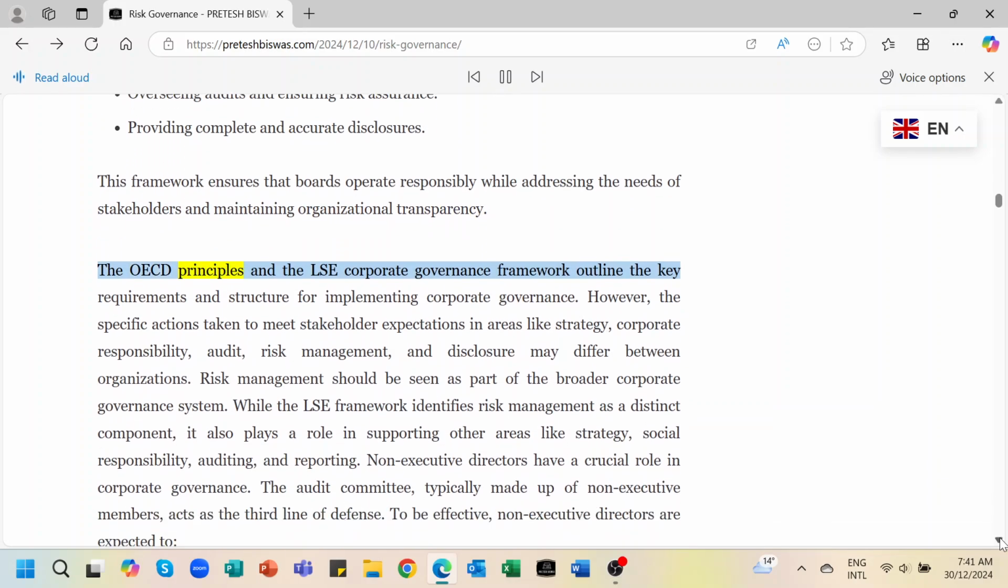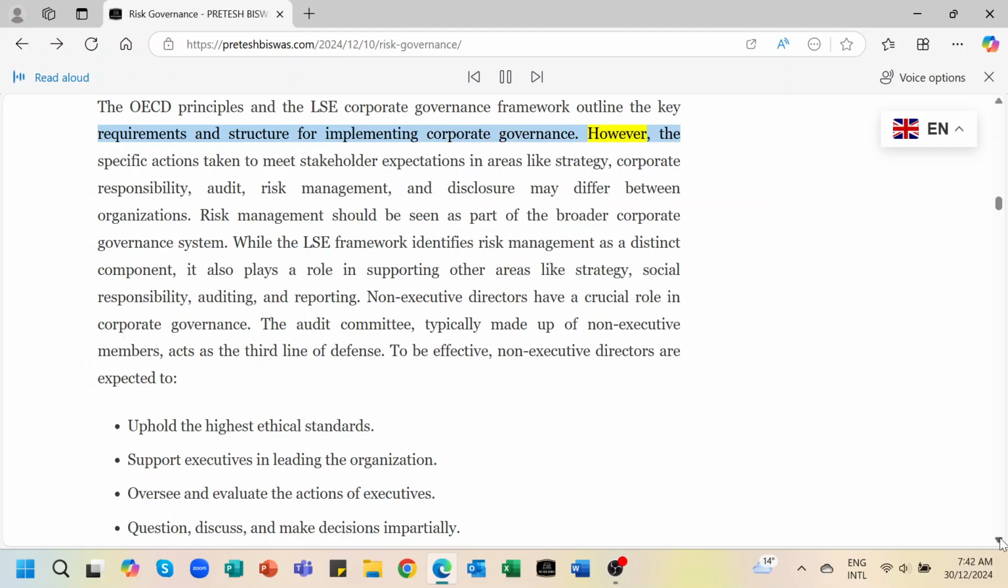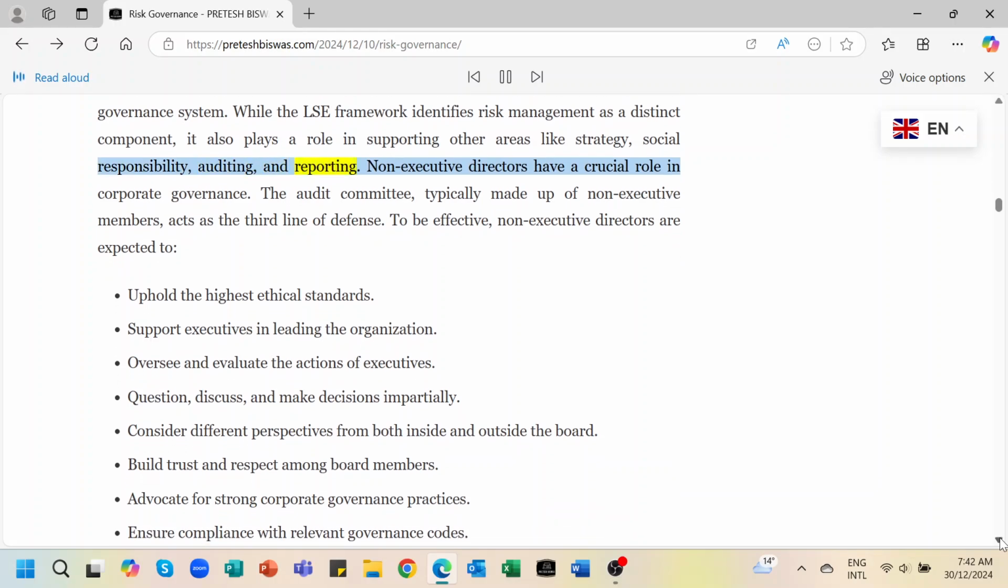The OECD principles and the LSE corporate governance framework outline the key requirements and structure for implementing corporate governance. However, the specific actions taken to meet stakeholder expectations in areas like strategy, corporate responsibility, audit, risk management, and disclosure may differ between organizations. Risk management should be seen as part of the broader corporate governance system. While the LSE framework identifies risk management as a distinct component, it also plays a role in supporting other areas like strategy, social responsibility, auditing, and reporting.